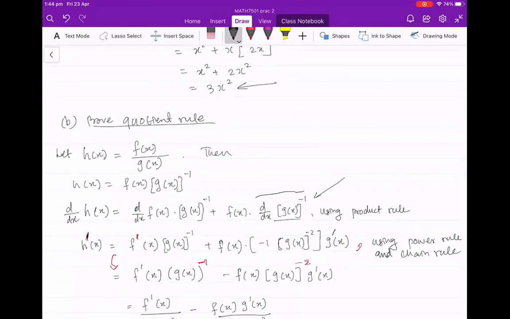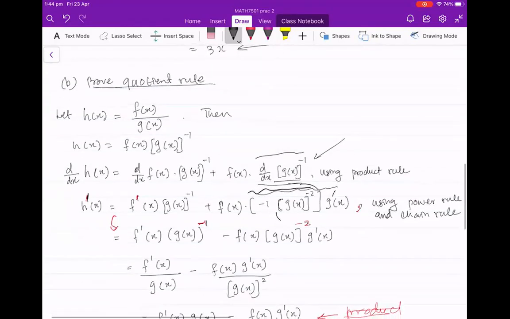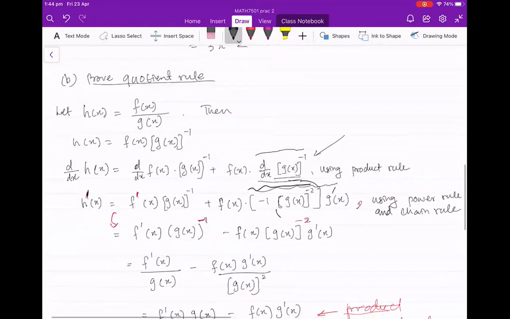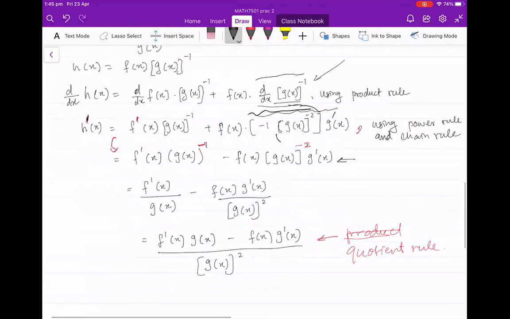Now from here, this part's derivative is up to here. That is minus, using the power rule, minus 1 times g(x) to the power minus 2, and then use the chain rule. Okay, and we arrive up to this step. Then you would put the inverse into the denominator and make it a common denominator. That denominator is the product rule.